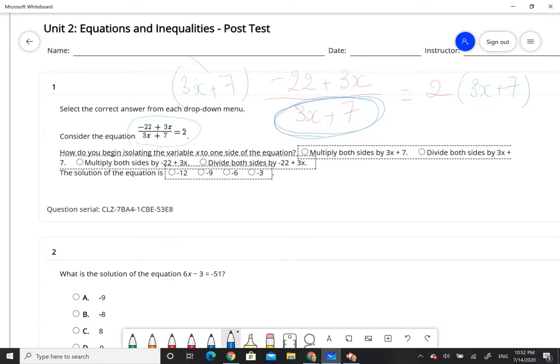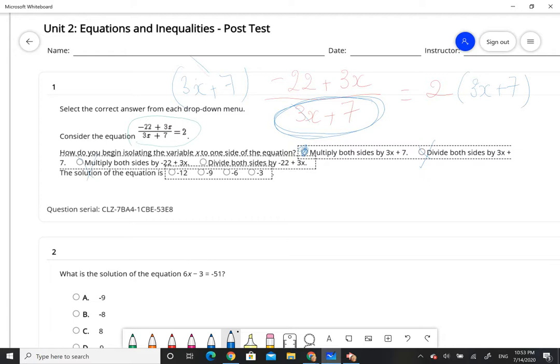So how do you begin isolating the variable x to one side of the equation? You multiply both sides by 3x plus 7, which is correct. So this is the correct answer. Divide? No, not divide. Multiply both sides by negative 22 plus 3x? No, you don't multiply by the numerator. No. Divide both sides by? No, it's not divide.